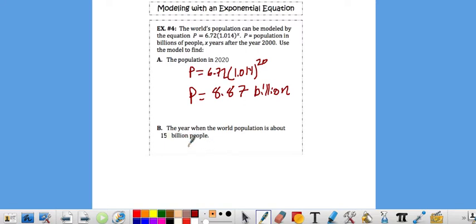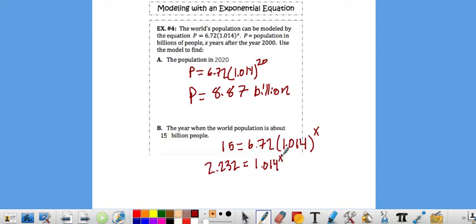In what year would the world population be about 15 billion people? Here now we're solving for x. So we're going to do 15 equals 6.72 times 1.014 to the power of x. Now before we can rewrite this in log form, we want to get this exponent piece by itself. So we're going to divide by 6.72. So we get 2.232 equals 1.014 to the x power.